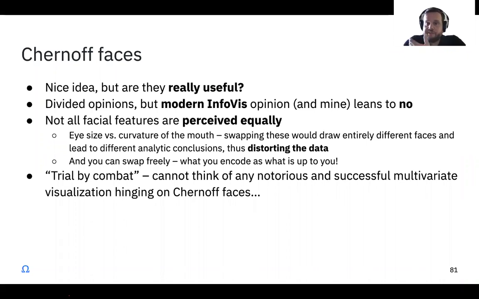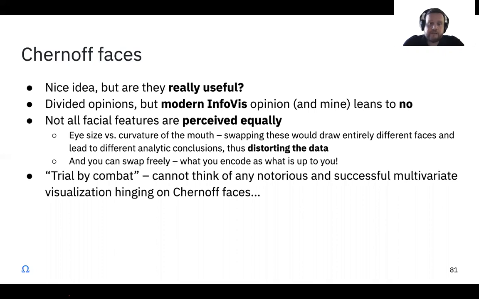It's a nice idea, nice to demonstrate glyphs, but the problem is that not all facial features are perceived equally, right? So if you consider, for instance, eye size versus curvature of the mouth. If you swap these, you would draw entirely different faces if you swap the attributes encoded into these, and this would lead to completely different analytic conclusions, which would distort the data. You want your viewer to draw conclusions that are correct to the data that you're presenting. And the problem is that, of course, you can swap freely because you alone choose what you encode as each of those dimensions.